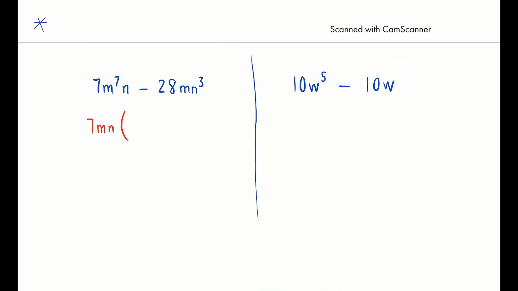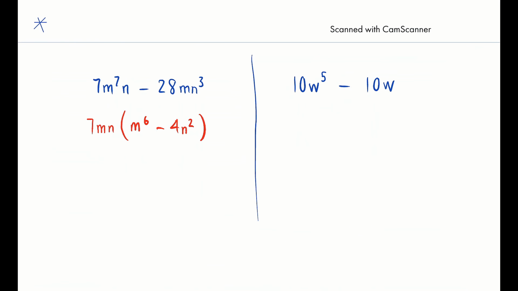7 divided by 7 is kind of like a 1. M to the 7th divided by m to the 1st is m to the 6th. N divided by n cancels. Negative 28 divided by 7 is negative 4. M divided by m cancels. And n cubed divided by n to the 1st becomes n squared.